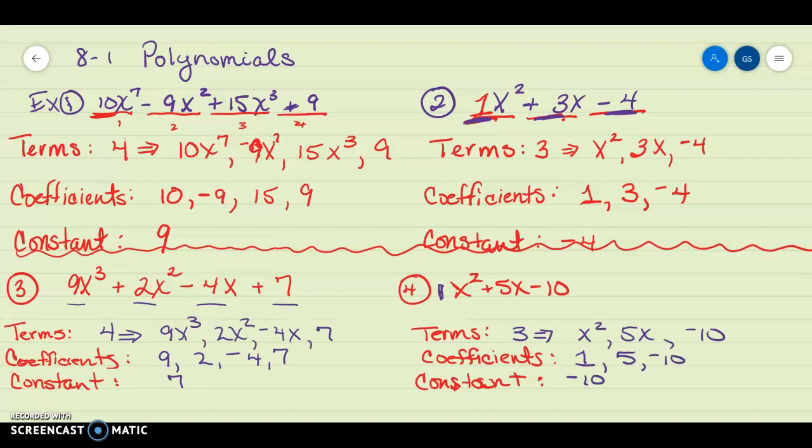Okay, everybody, here are your answers. Hopefully you did okay with them. If so, let's go on to the next ones. If not, take a look and see if you can figure out where you went wrong.